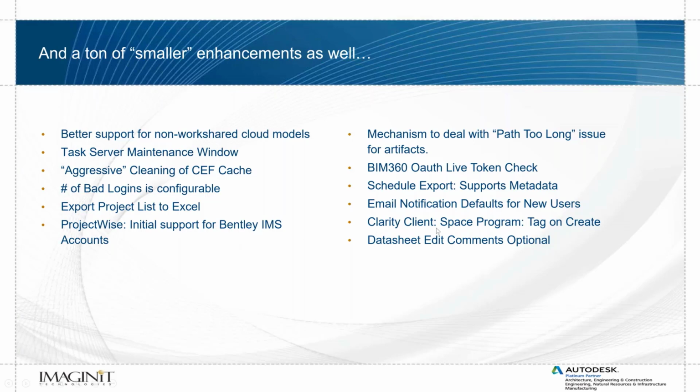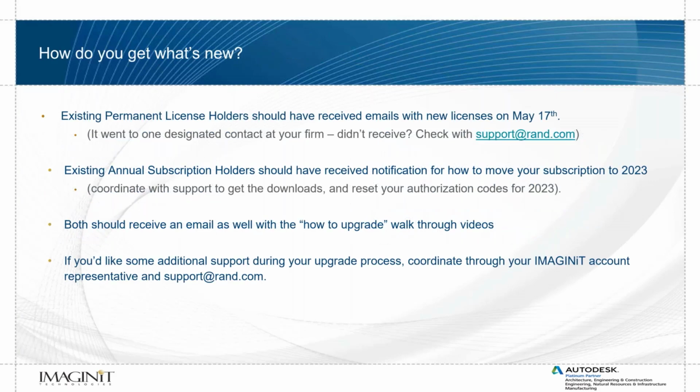So how do you get what's new? Existing permanent license holders should have yesterday received emails with their new authorization code and the download link that would have gone to just one of whoever the designated contact was at your firm. If you did not receive it and you're a permanent license holder, just reach out to support@rand.com.